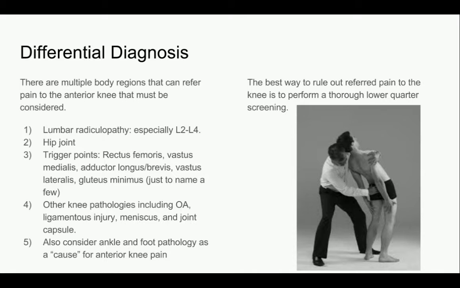Here are some things to consider for differential diagnosis for patellofemoral pain. One, the lumbar radiculopathy, especially the L2 to L4 range, is going to refer pain to the knee. So make sure as you're doing your evaluation, you are ruling out any type of radic symptoms from the lumbar spine. Of course, the hip joint can refer to this area, and Stephanie will talk a little bit more about the role the hip plays in patellofemoral pain.